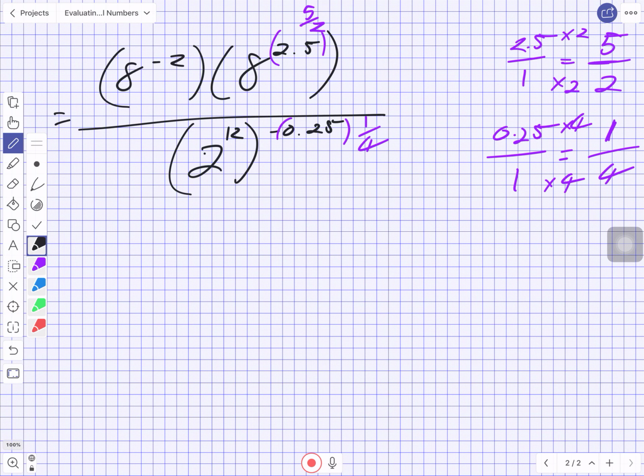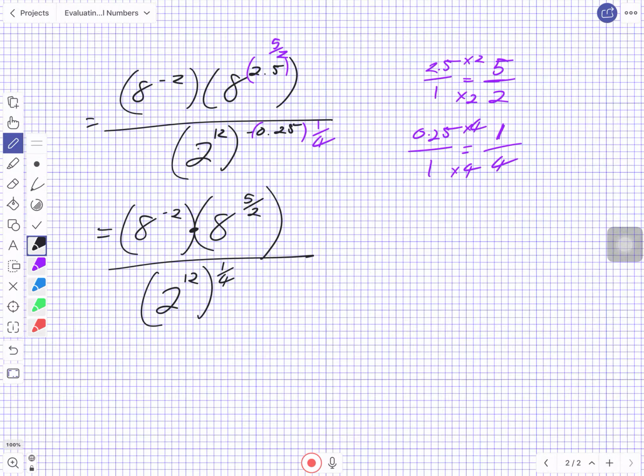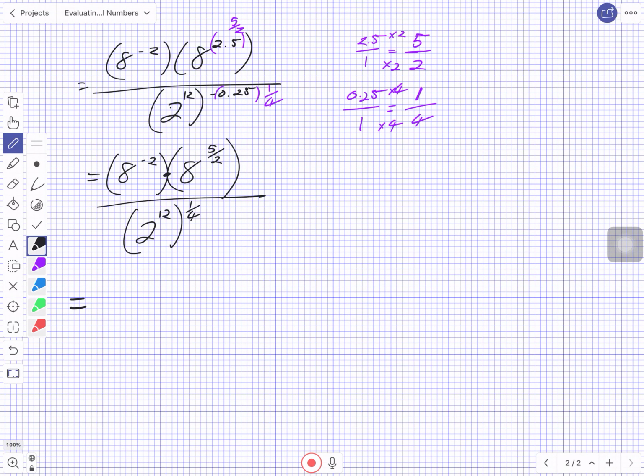Okay, so let's rewrite this question. So now we have 8 to the power of negative 2 times 8 to the power of 5 over 2. That's a little different now. Divided by 2 to the power of 12 to the power of a quarter. Great, so our exponential rules, we know that this is multiplication. So because those bases are the same, let's do a little shrinking here. Because those bases are the same, we can write it as one base, and we're just going to add the two exponents. So negative 2 plus 5 over 2.